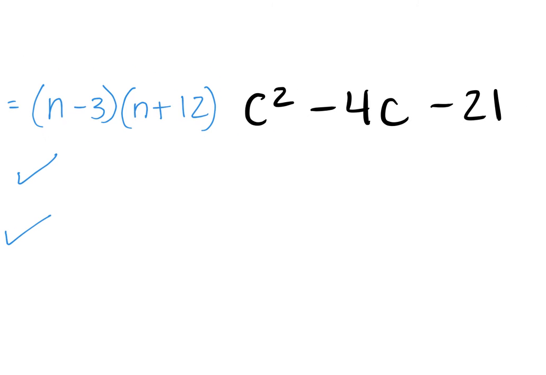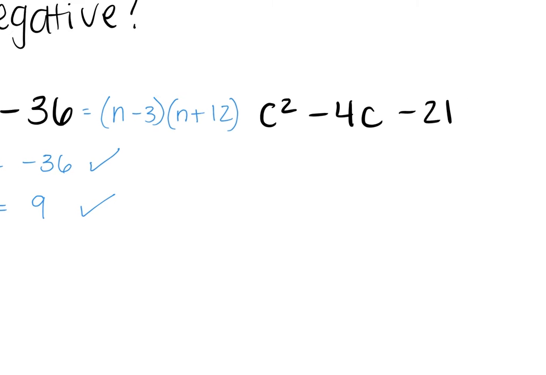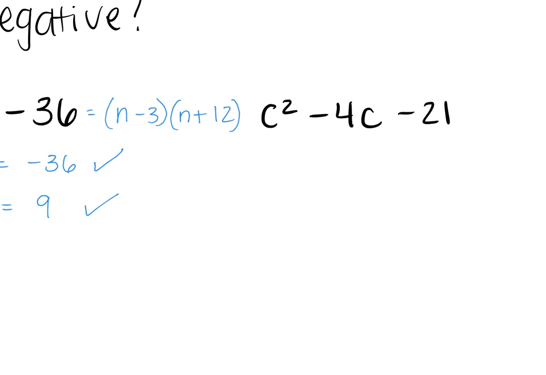All right, last one. C squared minus 4C minus 21. We need two factors that when you multiply them, they give you negative 21, and when you add them, they give you negative 4. Tessa, you think you got it? Yeah. Negative 7 and 3. Let's test it out. Janessa, what's negative 7 times positive 3?